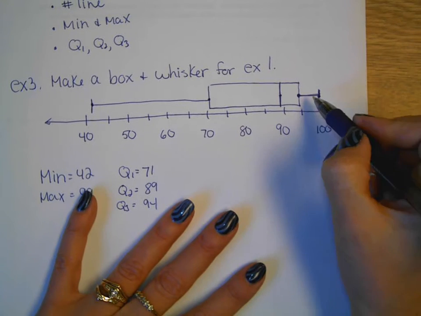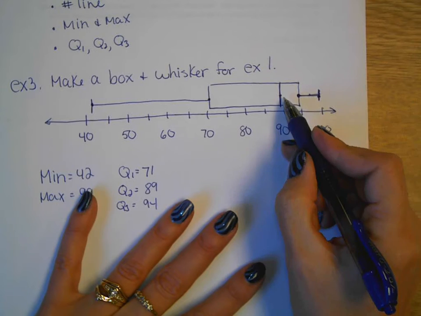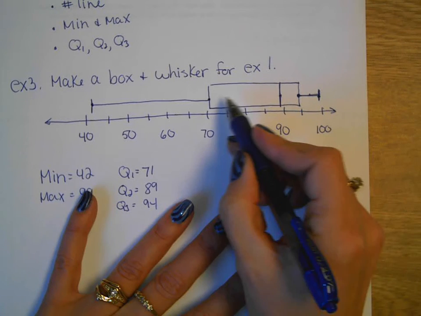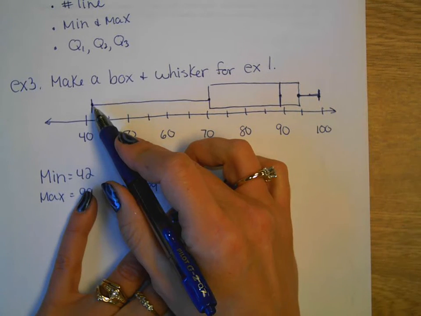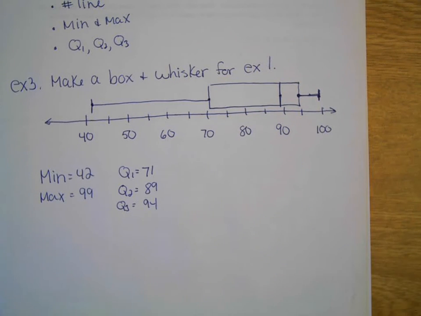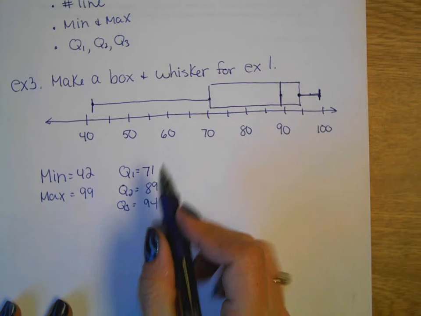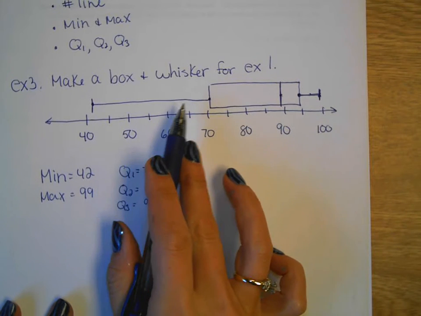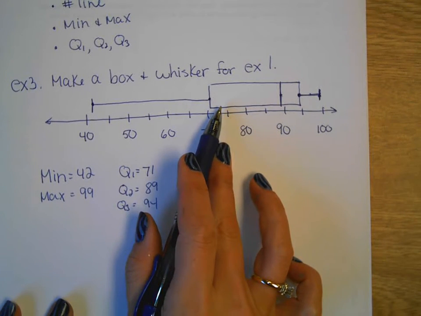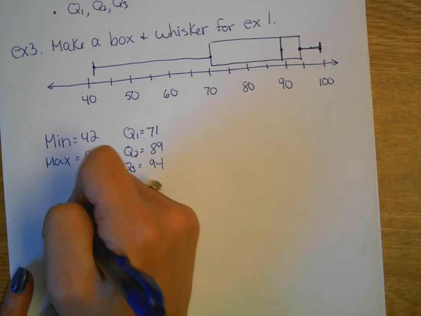So you have the same number of scores in this whisker as you do in this part of the box, as you do in this part of the box, as you do in this bottom whisker. So the bigger the box or the bigger the whisker just means the data is more spread out there. Are you good with that? Okay. You can make the calculator give you this box and whisker, which we're going to do right now.